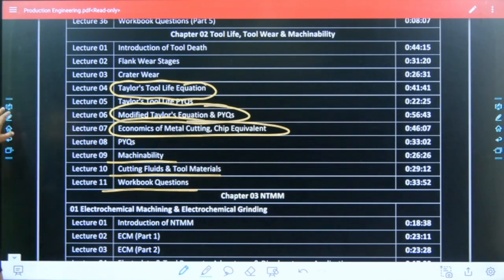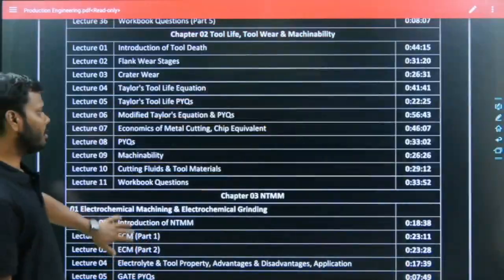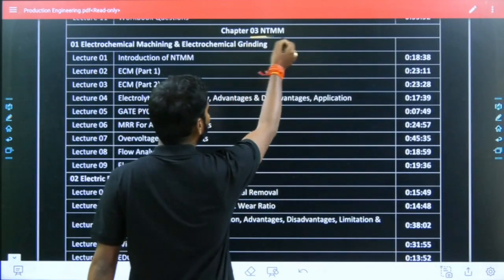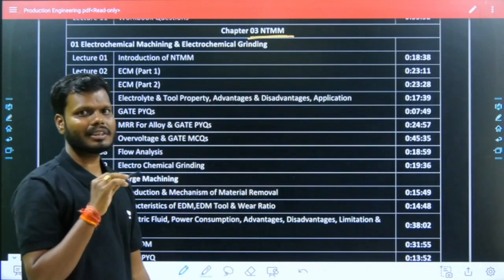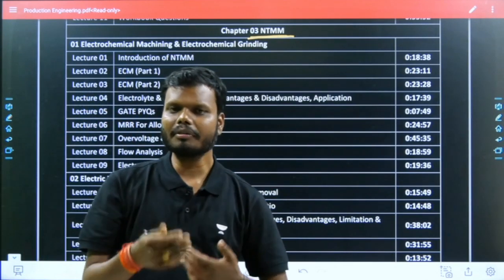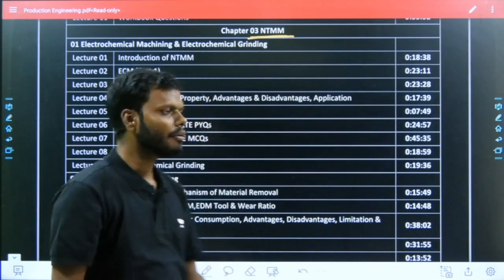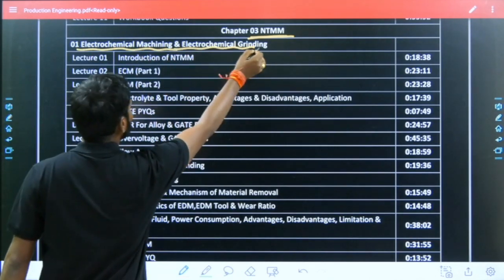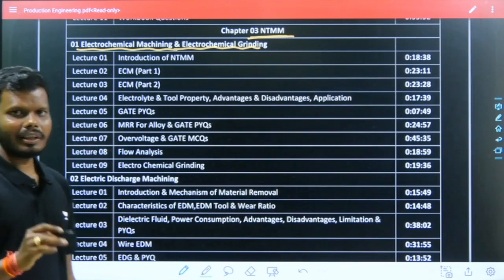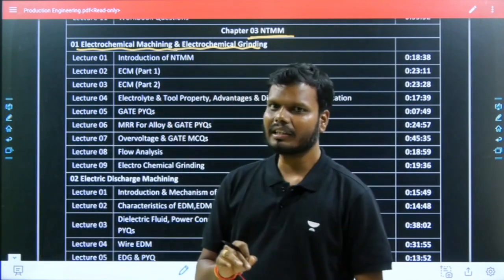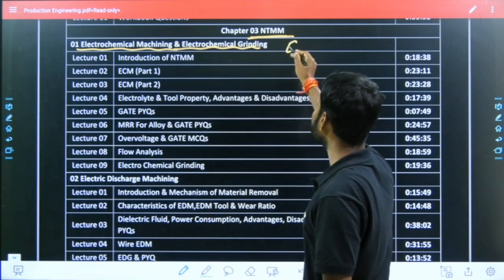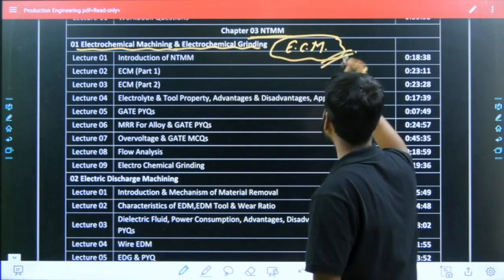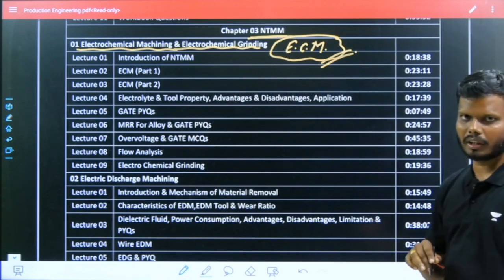Okay, fine. Next one is chapter 3, that is AMM, non-traditional machining methods. Different types of non-traditional machining, like the first one, electrochemical machining and grinding. Electrochemical machining, ECM, is very, very important for the GATE examination. Numerical as well as theoretical problems are important for the GATE examination.